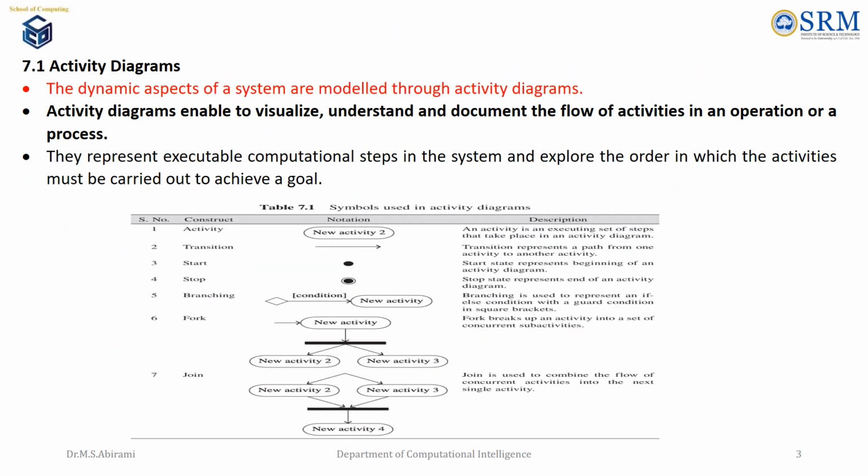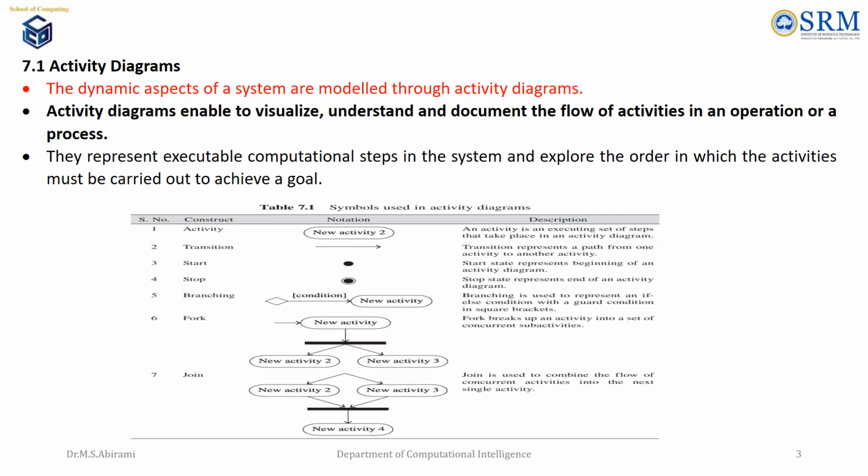Then first we will discuss the activity diagrams. The dynamic aspects of a system are modeled through activity diagrams. Activity diagrams enable us to visualize, understand and document the flow of activities in an operation or a process. In table 7.1, the symbols which are used for the activity diagram are given.